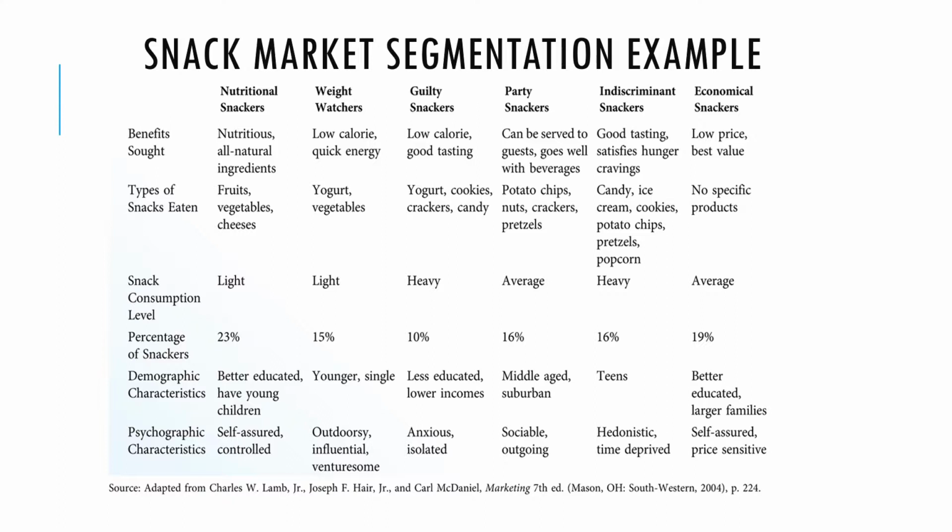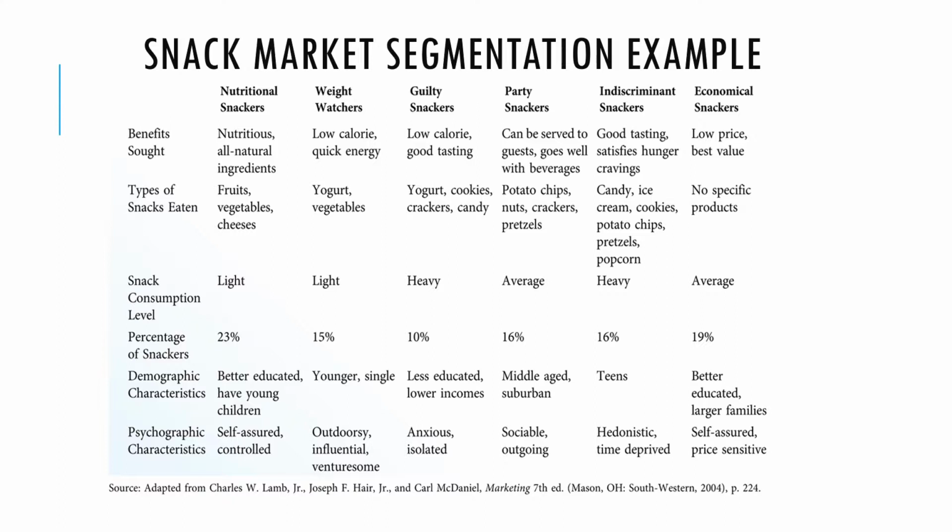From nutritional snackers, the segment of consumers who prefer nutrition and really good ingredients in their products, to the Weight Watchers, the group of individuals that they could target certain marketing on the more low calorie, quick energy, or more weight efficient type of products, all the way to the far right, as an example, economical snackers. They were able to develop a market segment based on the consumers who are looking for the most cost-effective, low-priced type snacks. So they did this based on a variety of data, right?